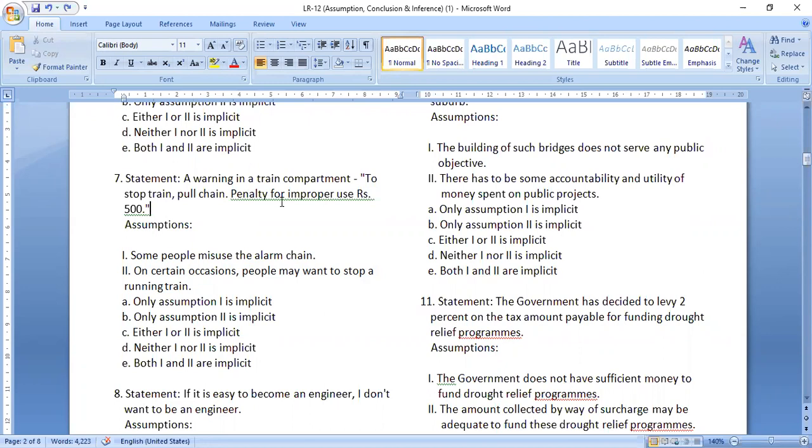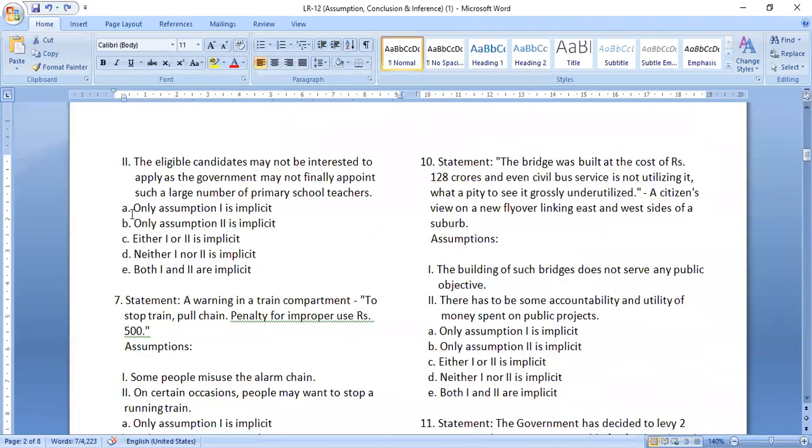That is implicit because had this not been the case, there wouldn't have been a chain at all, right? If on certain occasions people did not want to stop a running train, then there's no point of putting a chain there, right? So I think that's E then, right? Option E. The previous one was option A.